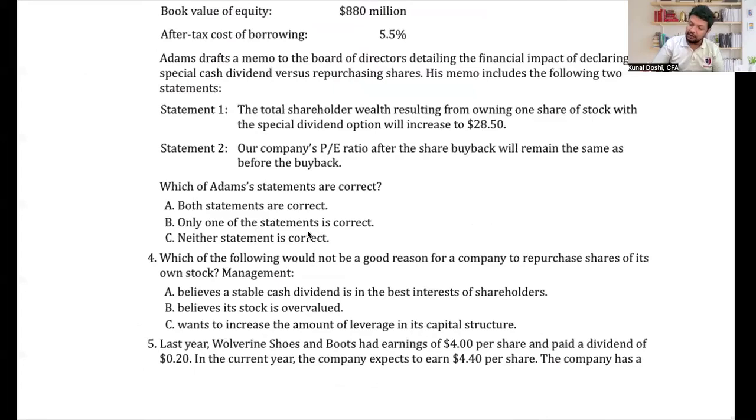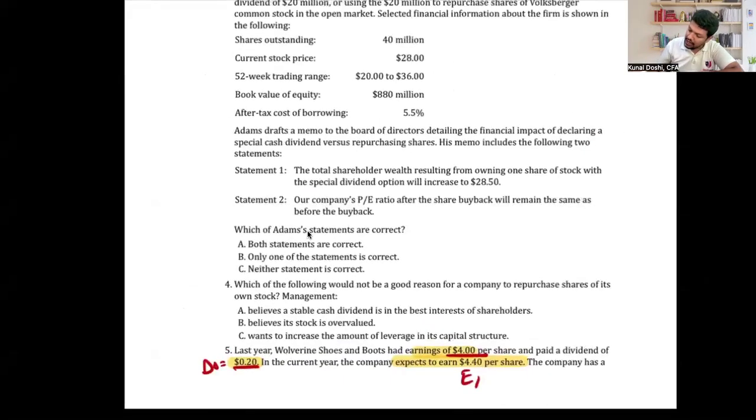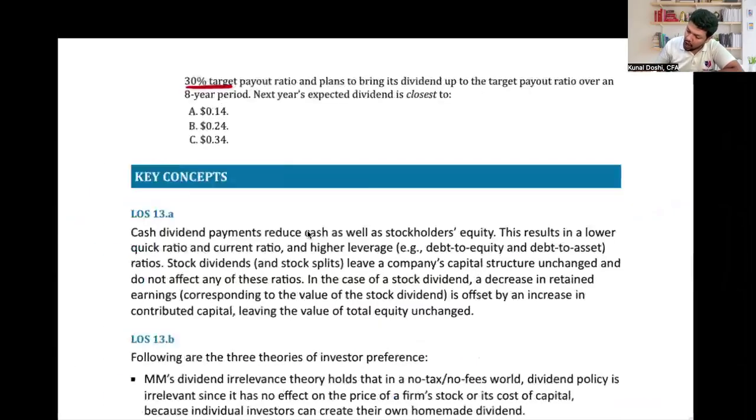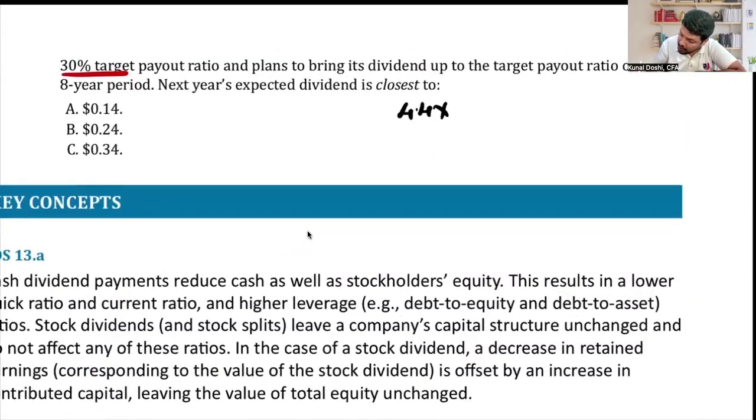Yes. See this question number 5. Everyone with me on question number 5 visible? Check this. Last year, Wolverine Shoes and Boots had earnings of 4 and paid a dividend of 0.2. This was my past earning and this was my D0, past dividend, right? Current year expects to earn 4.4. This is going to be my E1. The company has a 30% target payout ratio. So out of 4.4, the company wanted to pay a target ratio of 0.3, 30%.